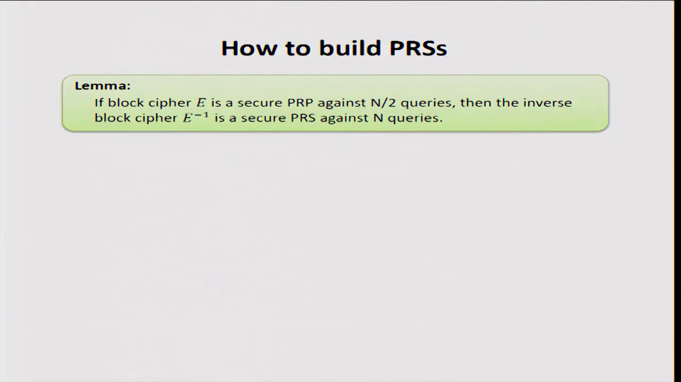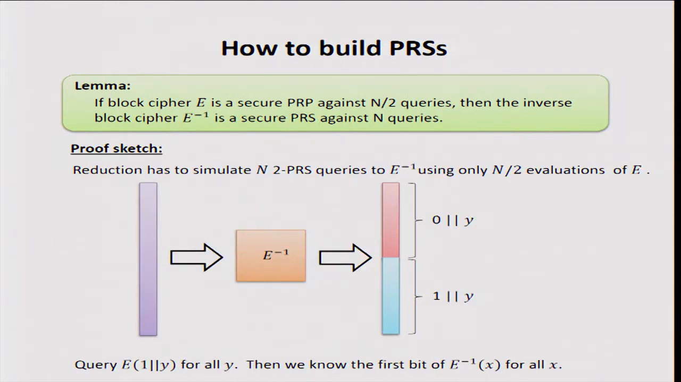So this simple lemma is going to get us there. It turns out that if we have a block cipher that's a secure PRP against n/2 queries, so this is what we would call a partially secure PRP, then the inverse block cipher actually is a fully secure pseudorandom separator. Okay, so if we have a block cipher secure against n/2 queries, the inverse is actually a secure PRS against all n queries.